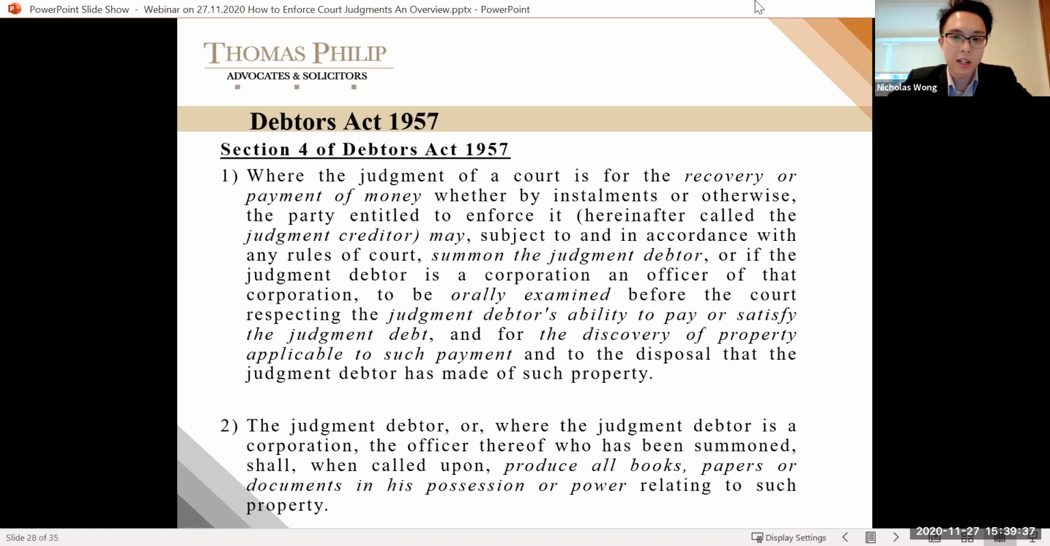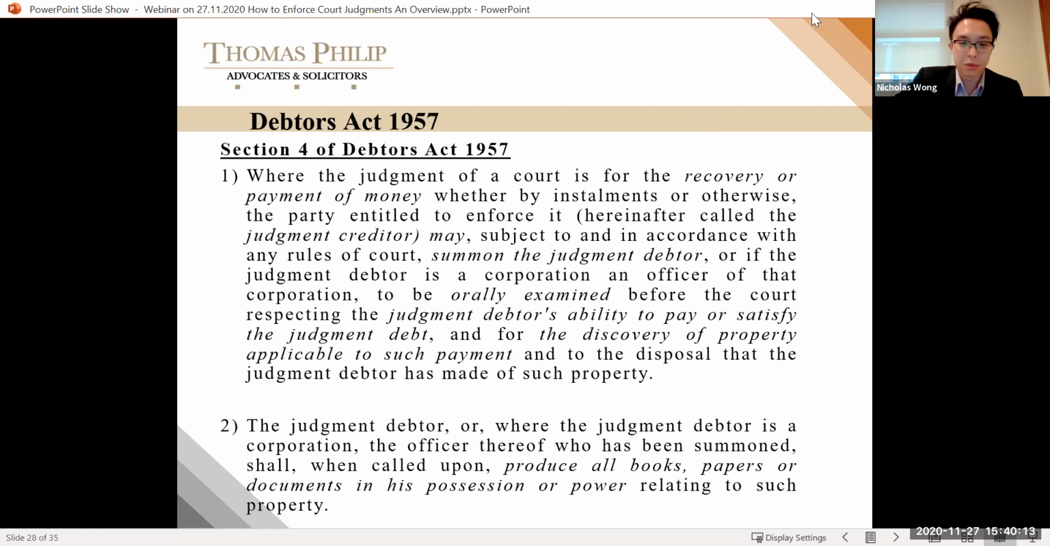In other words, they sit there in court, sort of like trial, right? They sit there in court, you ask them questions and they are bound to answer truthfully, right? The only key thing is that the examination pertains to their ability to pay or satisfy the judgment debt. So of course, you can't drag them there and ask them anything and everything about themselves. All questions have to ultimately relate to this question, right? What property they have, what debts they have owing to them, or what other debts they have owing to other people, and essentially how they can so arrange their affairs to pay you.